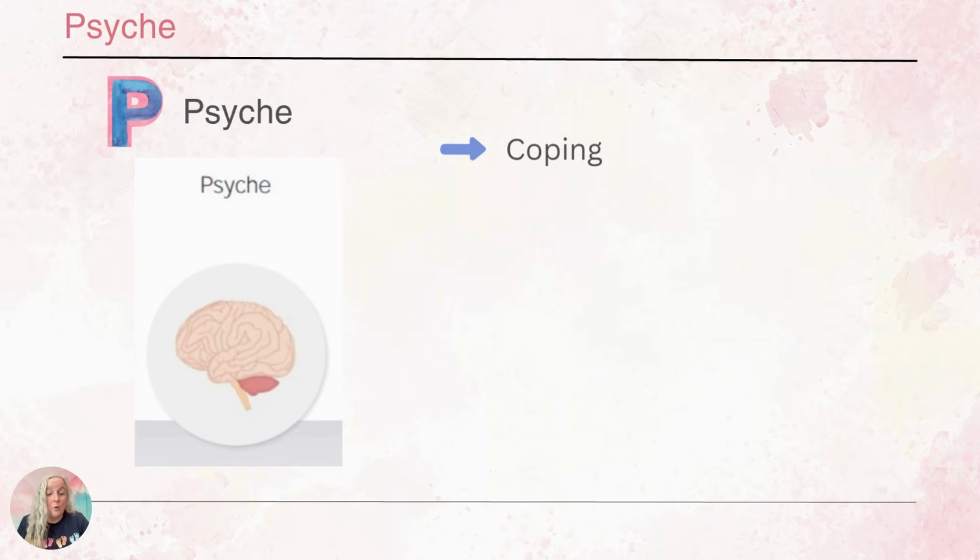And then psyche or psychological response. So, this is going to be, how is mom coping? How prepared was she? If she comes into labor and she has not had any education about what to expect, she might have more anxiety. She might be not coping as well. So, there's a lot of things that go into that.